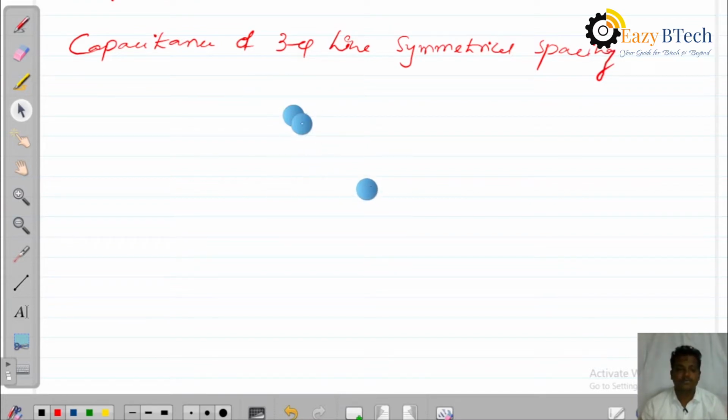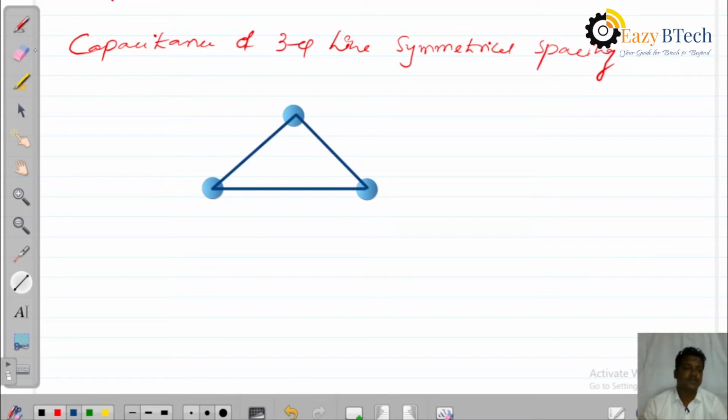All are placed equally. The distances from each and every phase are the same. The conductors are A, B, C. The distance between any two conductors is the same, D.